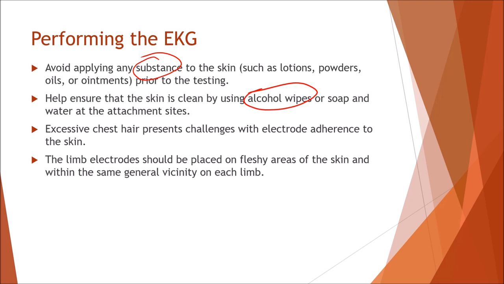If you don't, then you're going to notice that the electrodes, the patches you're actually going to apply, will just come off. This also includes if the patient is sweaty. Same thing, they're going to come off. So you want to make sure you rub them down with a little bit of alcohol. Whenever you do place the electrodes, you always want to place them in fleshy areas. You want to avoid the bony prominences.